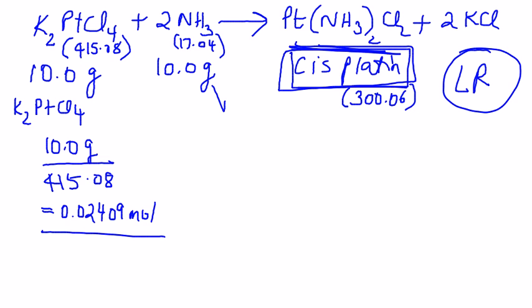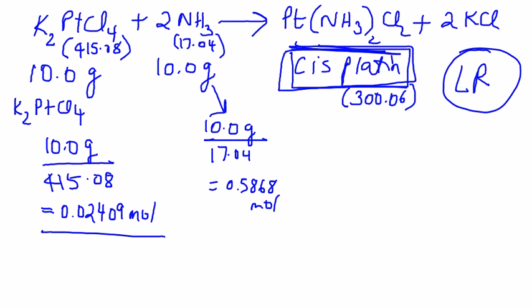For the case of ammonia, you have 10 grams again, and I'm going to divide that by 17.04. The reason we do that is because the molar mass of ammonia is 17.04, and I got 0.586 as the moles of ammonia that are available.